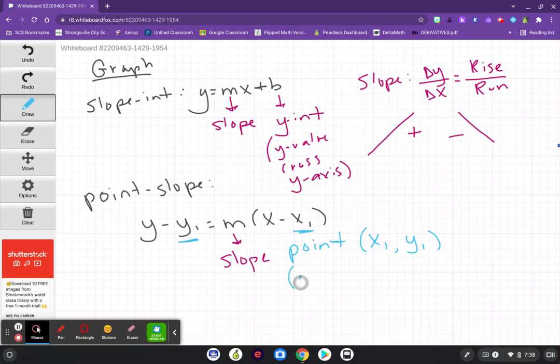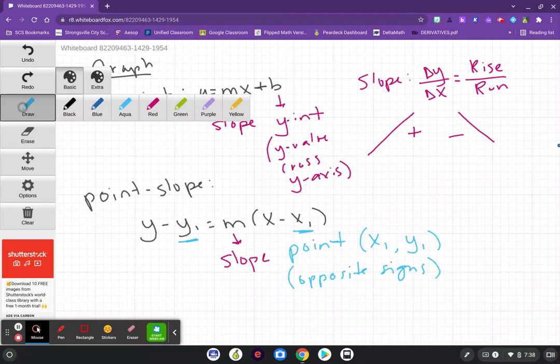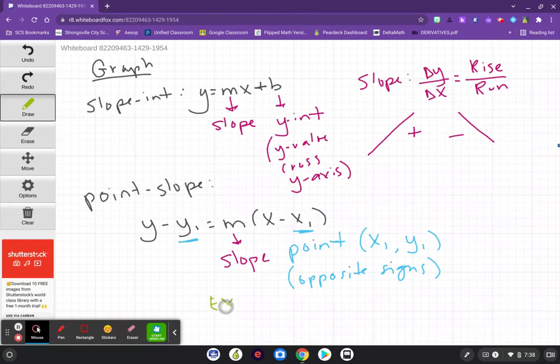And remember that we use opposite signs when picking that out. So for example, if I had the equation y minus 1 equals negative 3 times the quantity x plus 5, I would say that my ordered pair would be negative 5 comma 1, and that my slope would be negative 3. All right, I know that one tends to be a little trickier for some of us.